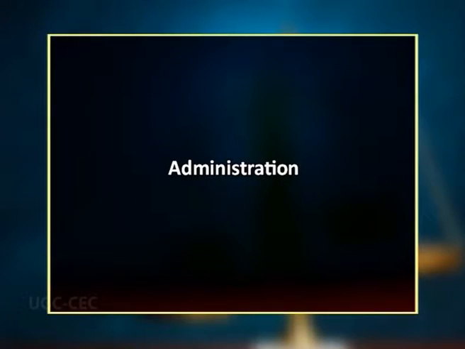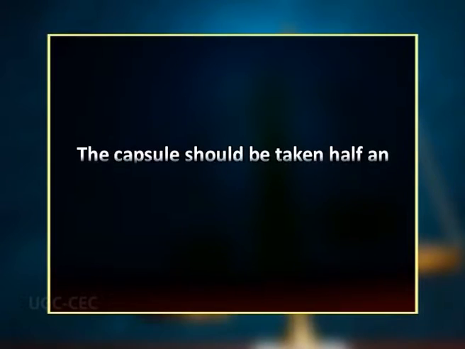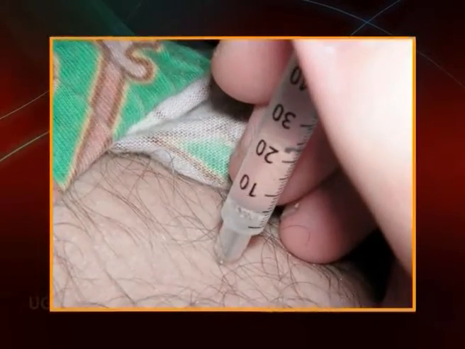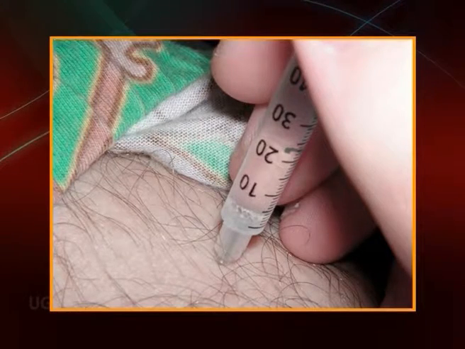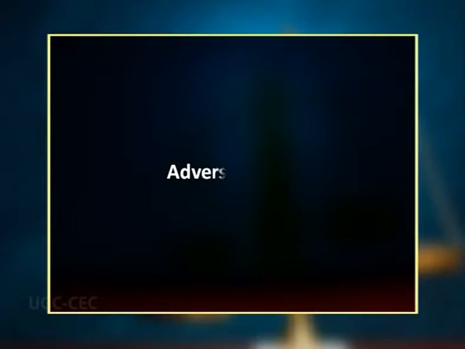Now its administration. The oral capsule is the dosage form in which tetracyclines are most commonly administered. The capsule should be taken half an hour before or 2 hours after food. Liquid oral preparations for pediatric use are banned in India. Tetracyclines are not recommended by the intramuscular route because it is painful and absorption from the injection site is poor. Slow IV injection may be given in severe cases but is rarely required now. Now we will see some of its adverse effects.